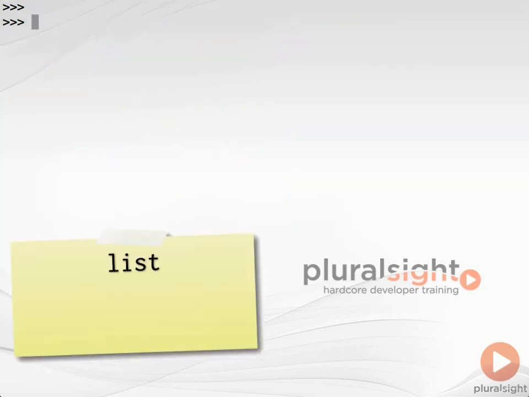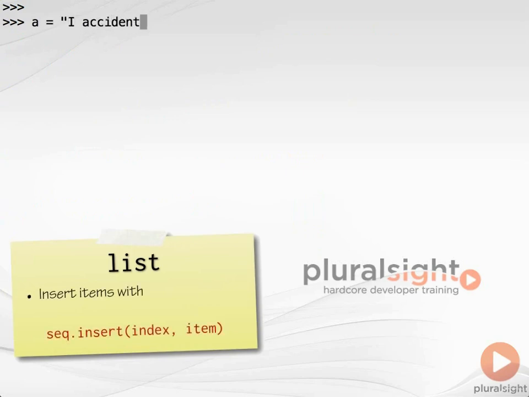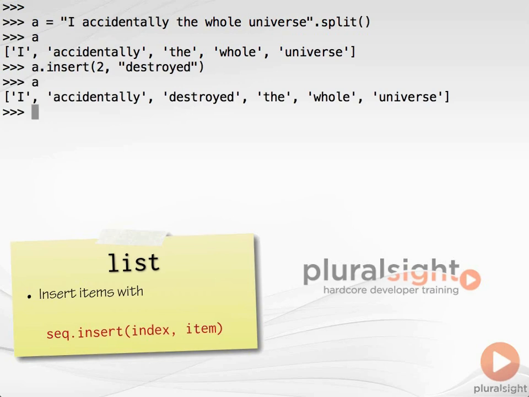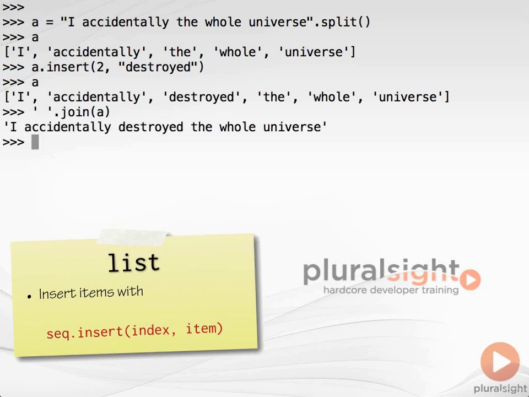Items can be inserted into lists using the insert method, which accepts the index of the new item and the new item itself. Here we create a list A containing the words "I accidentally the whole universe." We insert the word "destroyed" at index 2 using a call to the insert method, giving us "I accidentally destroyed the whole universe." We can convert this list of words back into a string by calling the string join operator on a space separator.